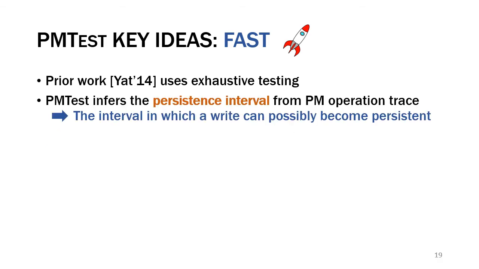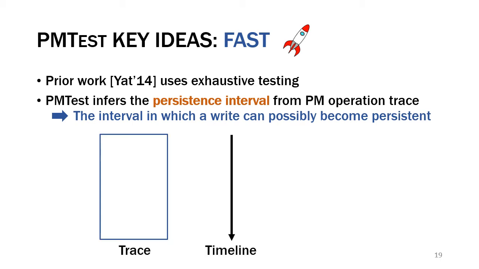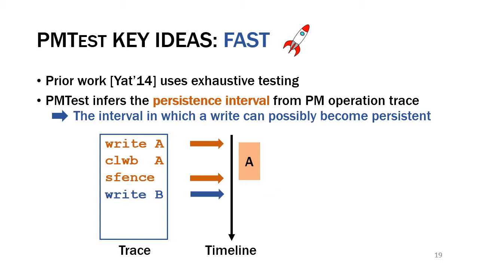And our solution is to infer the persistence interval from the persistent memory operation trace, which is the interval in which a write can possibly become persistent. And given a trace, we draw the timeline. So first comes write A, and then write back of A and an sfence. So here I'm showing the persistence interval of the write A, and then follows write B in the same way. So A is always persisted before B.